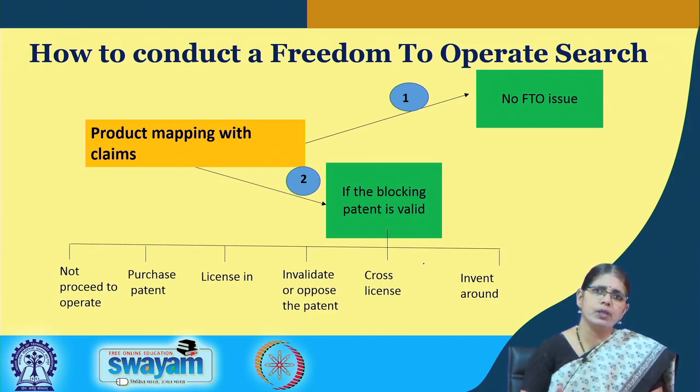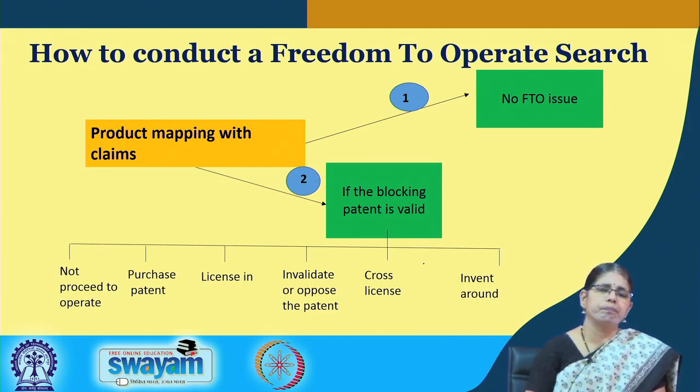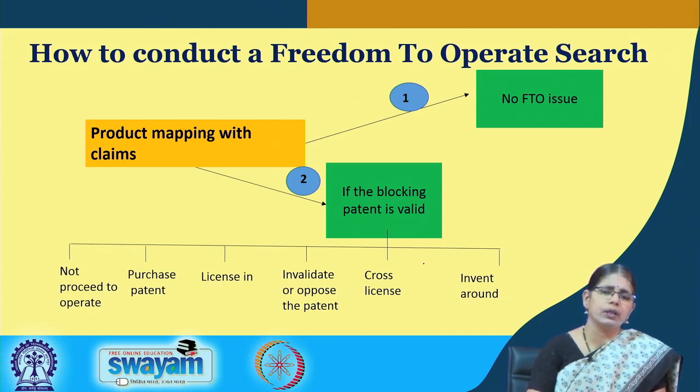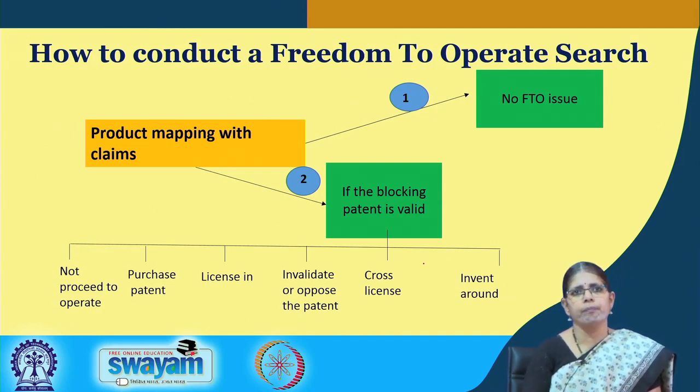So, what are the options available in such a case? One is not to proceed to operate, that is not bring the product into the market, as potentially a case of infringement can arise. What is the second option? You can actually purchase the patent. The third option is where a licensing-in option can be available. So, a component may be licensed in, and that could be a part of an overall product and then you can bring that product into the market.